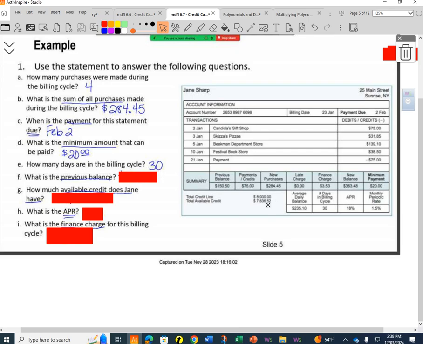What is the previous balance? And it should clearly say previous balance. $150.50. How much available credit does Jane have? Well, her new balance is $363.48. It should tell you her maximum amount.